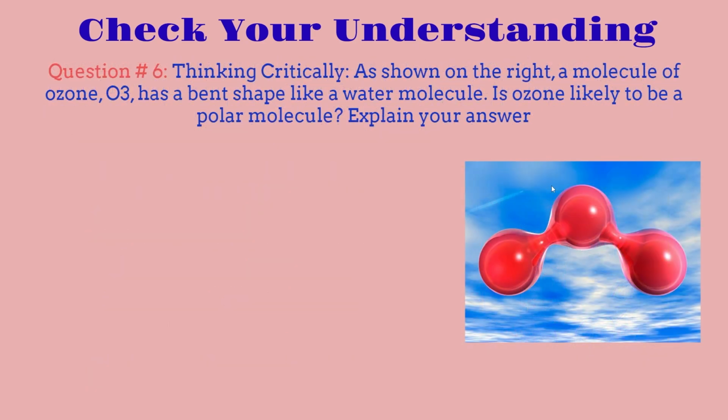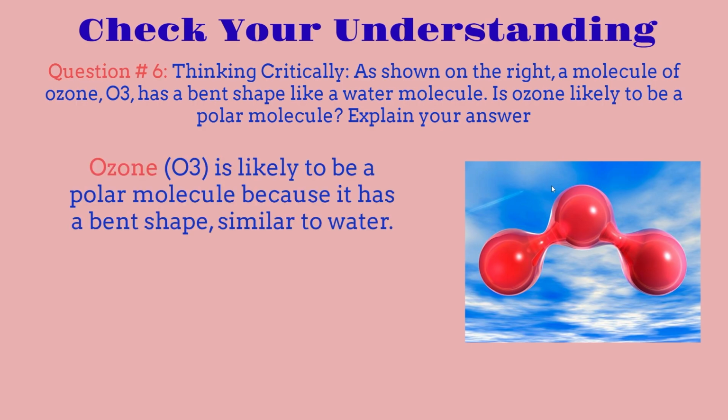For question number 6, thinking critically, as shown on the right, a molecule of ozone, which is O3, has a bent shape like a water molecule. So is ozone likely to be a polar molecule? And explain your answer. So ozone, which is O3, is likely to be a polar molecule because it has a bent shape similar to water.